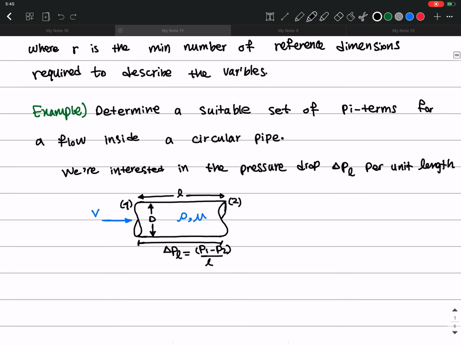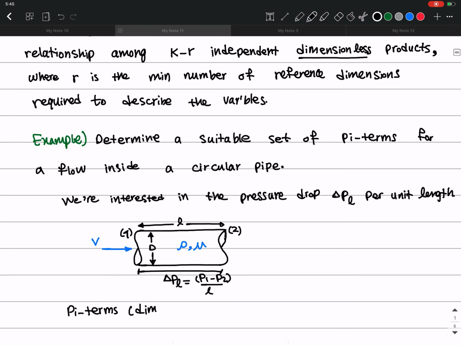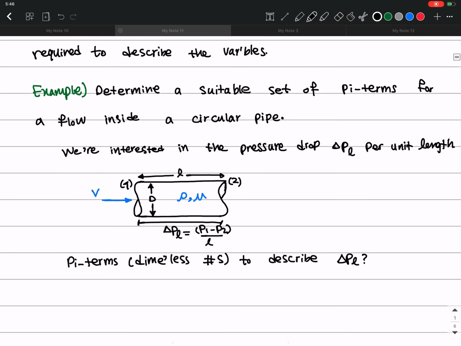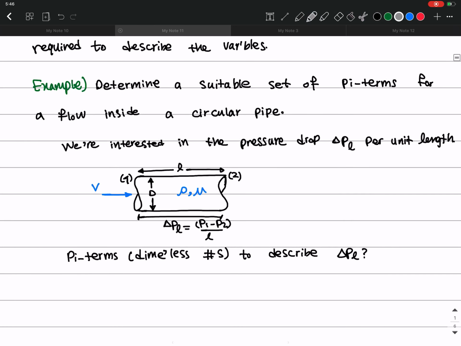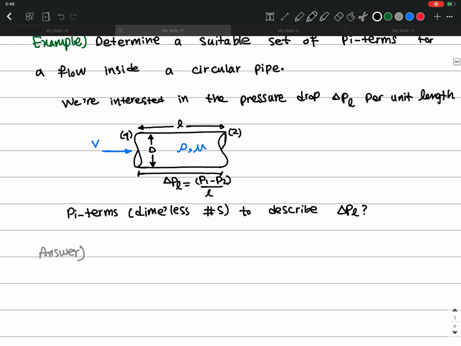So the question is, what are the pi terms? So pi terms or dimensionless numbers to describe delta P over L. Okay, so this is the question. So let's get started. So now I want to give you some steps. So we go step by step.